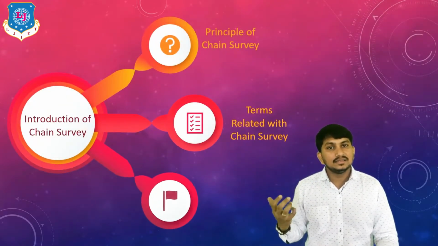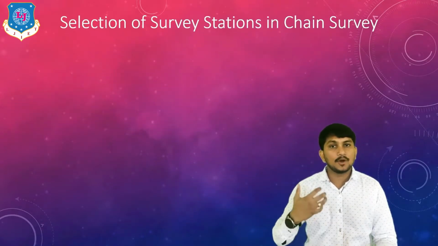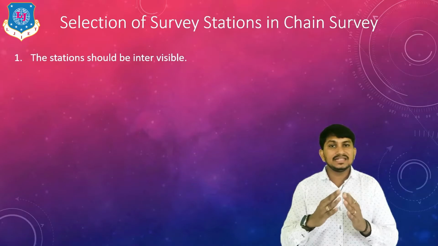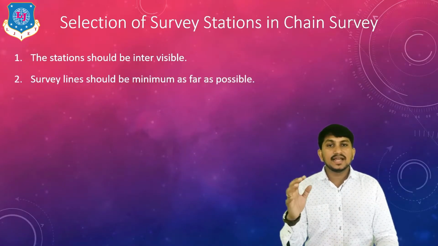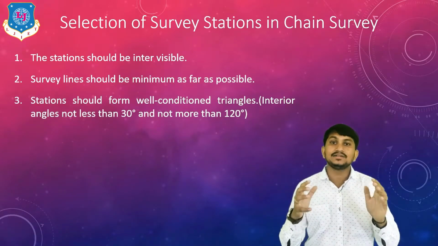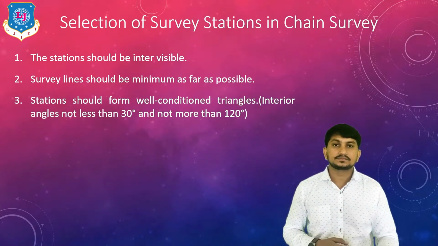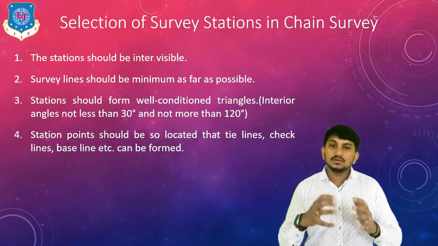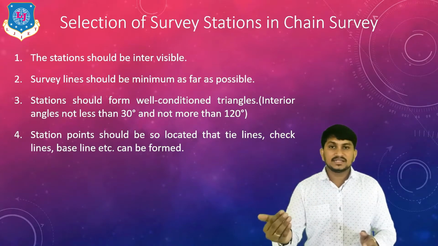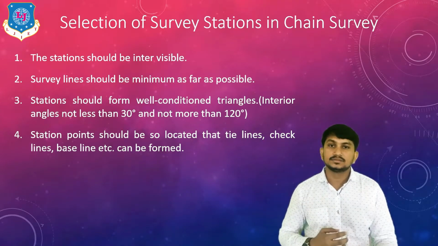Now let's discuss the selection process for survey stations, or the various points involved in the selection of survey stations. First, the stations should be intervisible. Second, the survey lines should be minimum as far as possible. Third, stations should form well-conditioned triangles having angles of about 30 to 120 degrees. Fourth, stations should be so located that all types of lines are formed in the drawing, like main survey line, check line, tie line, base line, etc.